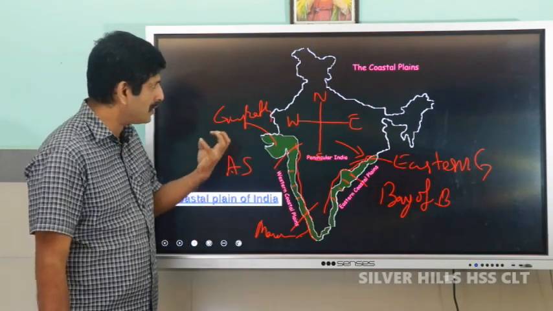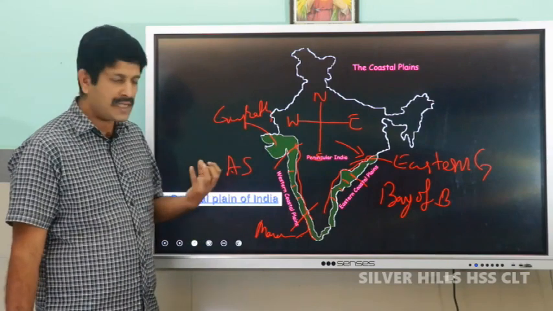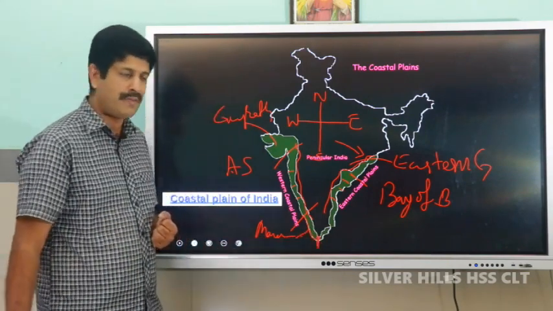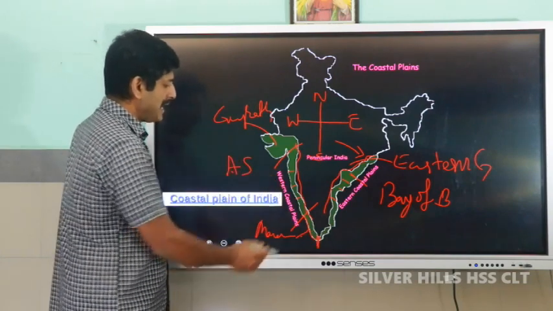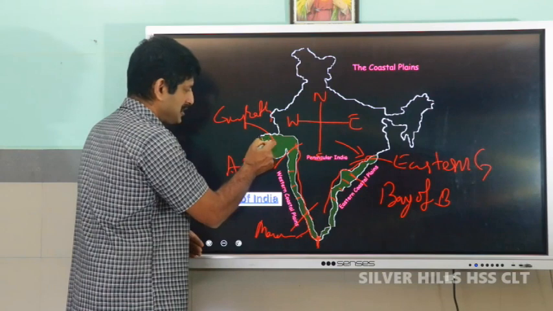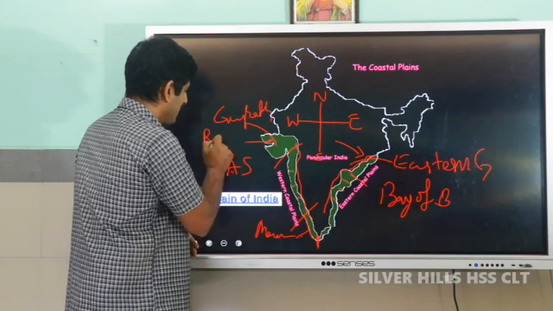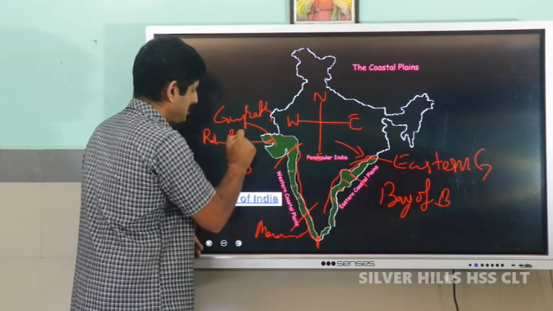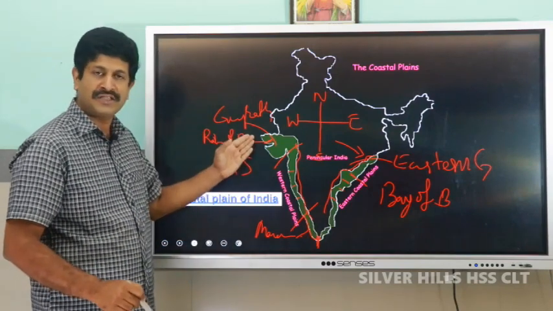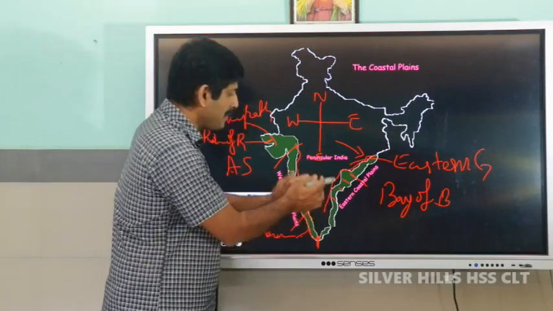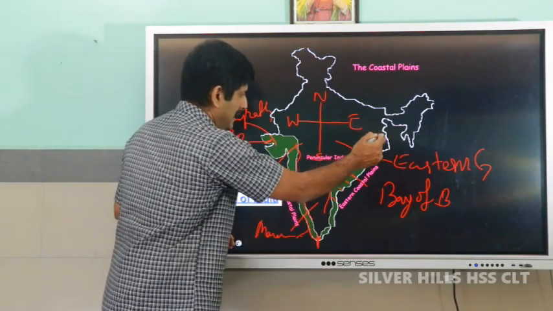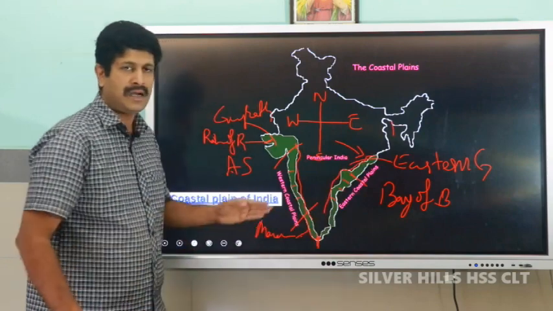Now when we are talking about the coastal plains, it starts from Kanyakumari. The western coastal plain starts from Kanyakumari till the Rann of Kutch. Then the eastern coastal plain starts from Kanyakumari till the Sundarban Delta.